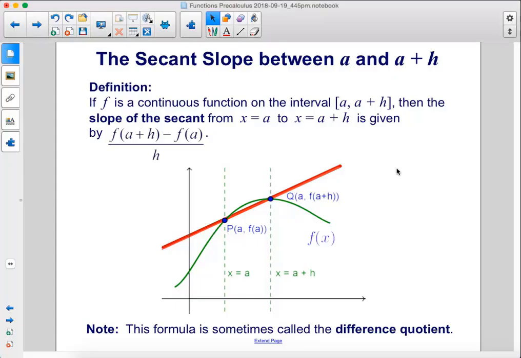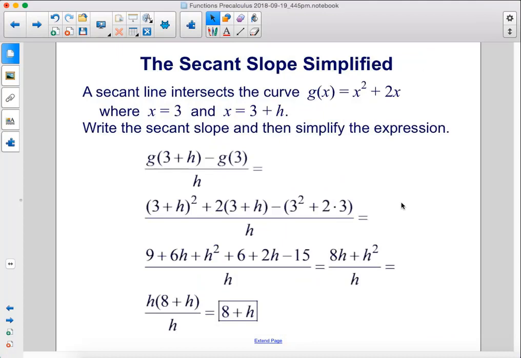If f is a continuous function on the interval [a, a plus h], then the slope of the secant from x equals a to x equals a plus h is given by f of a plus h minus f of a over h. This formula is sometimes called the difference quotient. A secant line intersects the curve g of x equals x squared plus 2x, where x equals 3 and x equals 3 plus h. Write the secant slope and then simplify the expression.